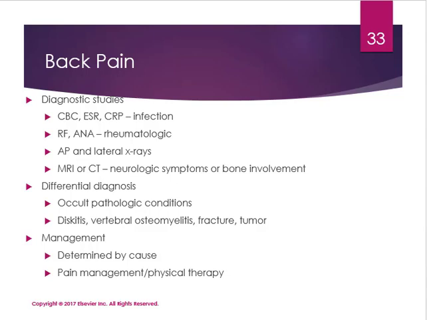Diagnostic studies may include a CBC, a SED rate, a CRP to assess for infection. You want to do a rheumatoid factor and an ANA if you're concerned from a rheumatological component. You could do AP and lateral x-rays, and then also MRI or CTs if neurological symptoms or bone involvement is suspected. Differential diagnoses.